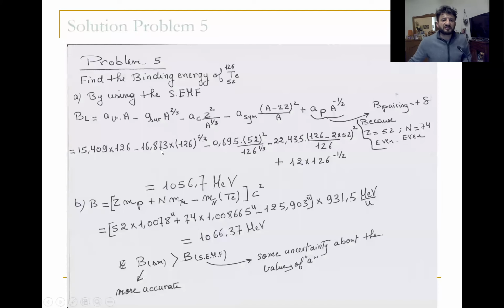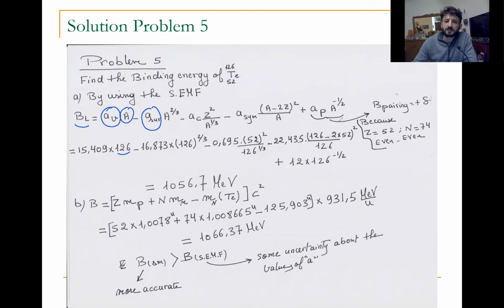Okay, let me solve this problem. We can write here the semi-empirical formula. You have to know this equation very well, because I don't give you this formula. You have to know it and write it directly. I give you the value of A_V, we have A equals 126, I give you the value of A surface and so on. We have all the values.